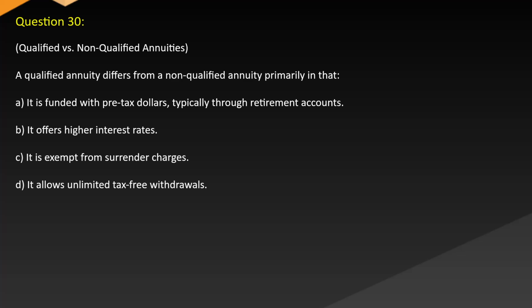Question 30. Qualified versus non-qualified annuities. A qualified annuity differs from a non-qualified annuity primarily in that: A. It is funded with pre-tax dollars, typically through retirement accounts. B. It offers higher interest rates. C. It is exempt from surrender charges. D. It allows unlimited tax-free withdrawals.